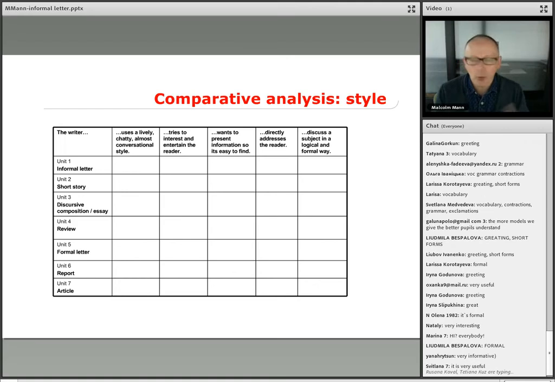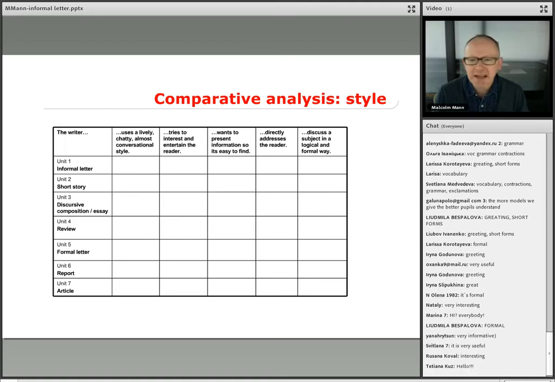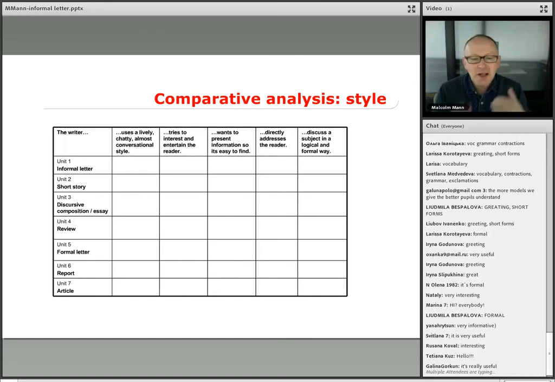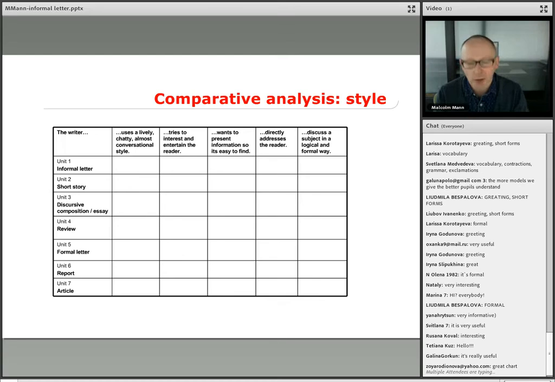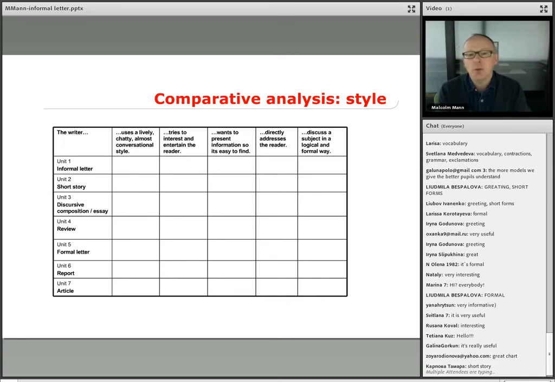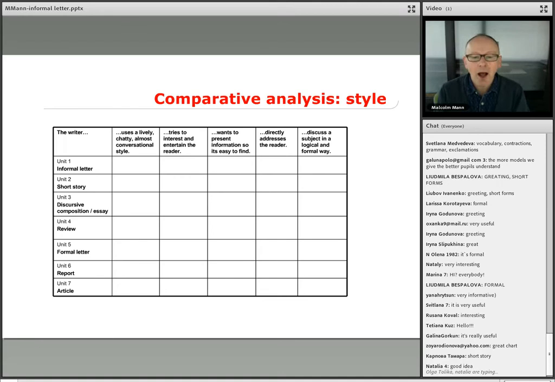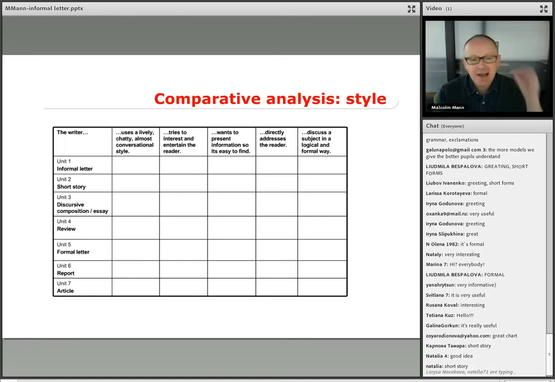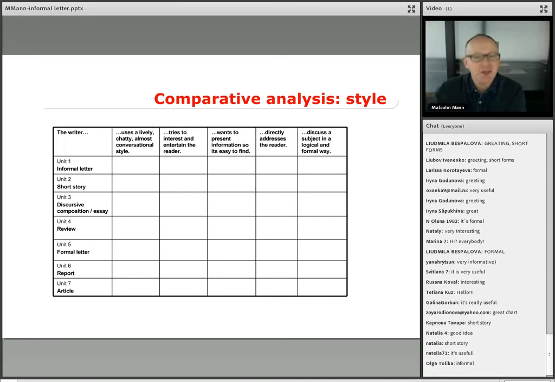So which one or ones use a lively, chatty, almost conversational style? Is that informal letter, short story, essay, formal letter? And if it is, they put a tick. And if it isn't, they put a cross. Which one discusses a subject in a logical and formal way? The ones they do, they put a tick, and the ones that don't, they put a cross. And then when you go through this in class, they have to come up with concrete examples from their own writing or from the models. And they have to say, this essay discusses a subject in a logical and formal way because it does this, this, this.